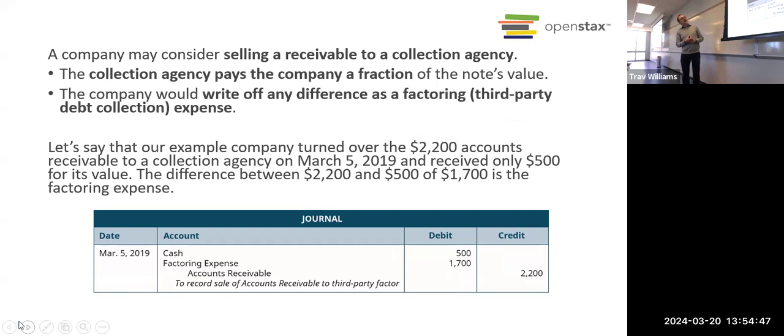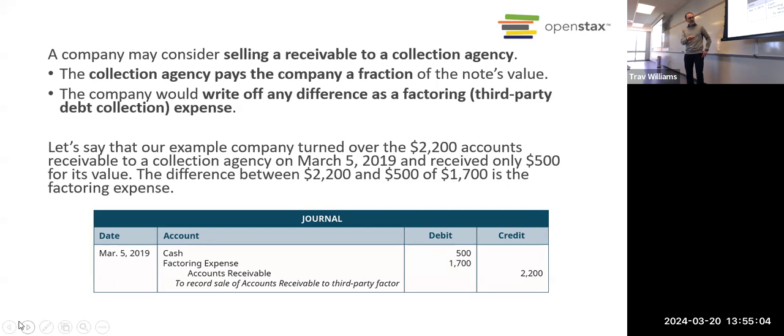All right. If we do sell it to a collection agency, that's called factoring. I think we saw an example like this on, maybe I'm getting my classes mixed up. Did we talk about factoring on Monday? Okay, that must have been my online class.